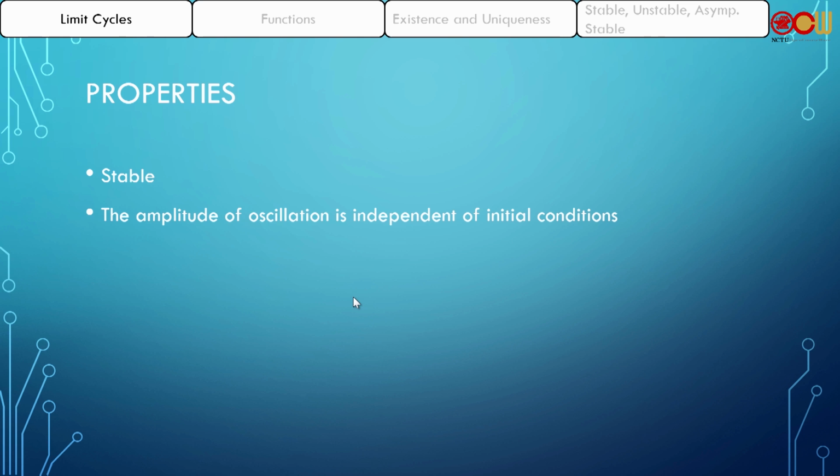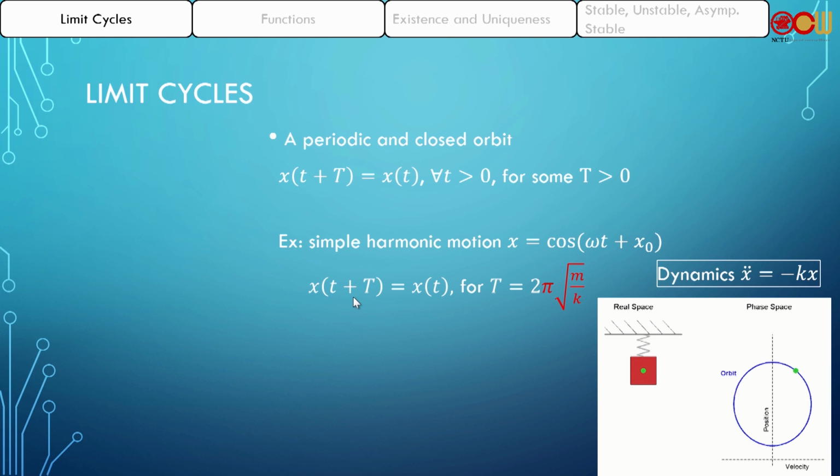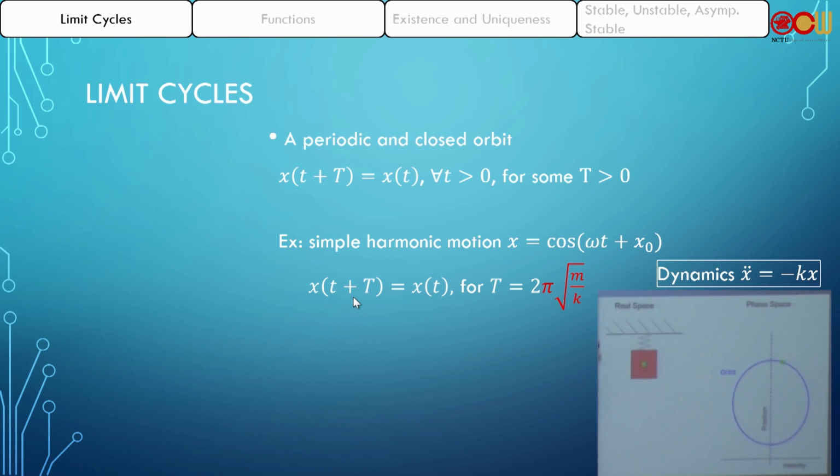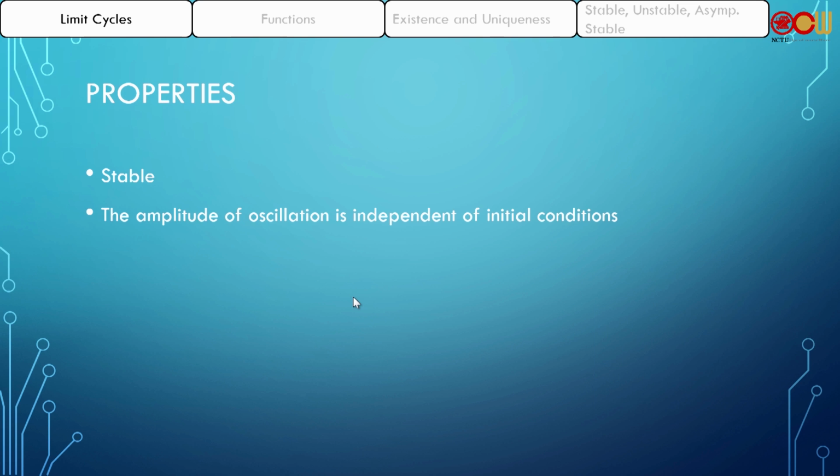And usually, the amplitude of this oscillation is independent of initial conditions. For example, no matter where you release, if you release from here, eventually you will oscillate with this amplitude, right? It's independent of your initial condition. Usually it's stable, because it doesn't diverge. It just stays in some orbit. Okay, so we call it stable, but it's not asymptotically stable.